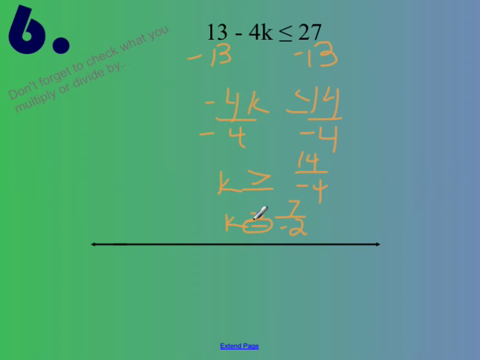Now I notice that there's that greater than symbol, so I'm going to do a solid line because our answer can include that 7/2. And since it's going greater, I'm going to go to the right. So that's something I didn't really explain on the previous slide.